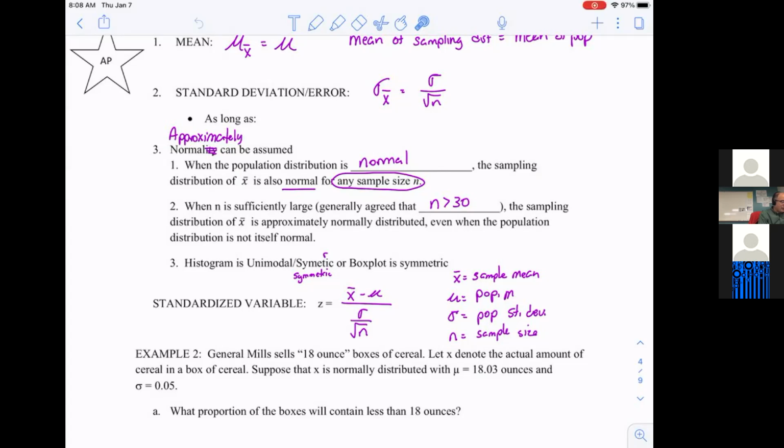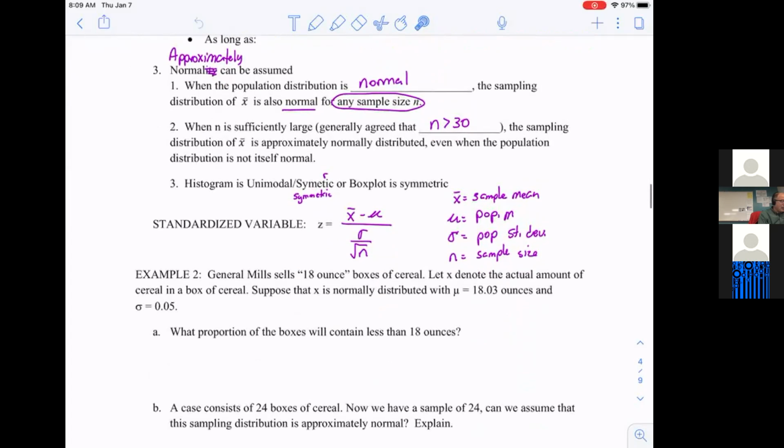If n is sufficiently large, and it's sufficiently large when n is greater than 30, that works too. And if I'm dealing with actual data, then I can use a histogram or a box plot and show that it is symmetric. That means we can go ahead and use a z-score and make those normal calculations as we always do.